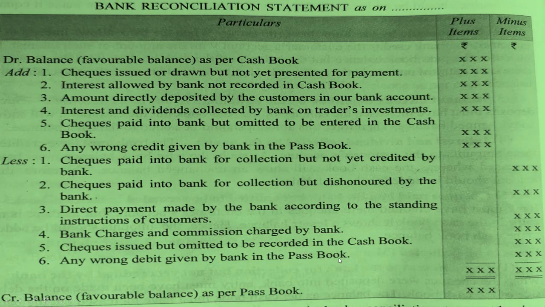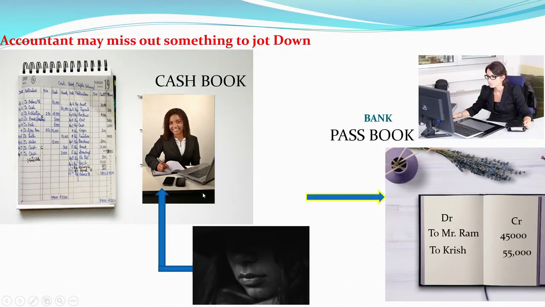The next item is check paid into the bank for collection but dishonored by the bank. It's like the check has been paid, so the accountant has increased cash book, but as the check was dishonored, passbook balance hasn't increased. Hence, it needs to be deducted from cash book again so that both the balances of cash book and passbook should match.